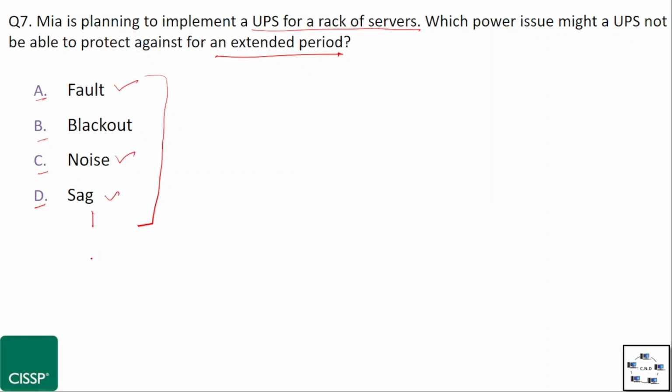Sag is a short-term dip in voltage, or short-term low voltage. Noise is any interference inside the power. Fault is any short-term fault inside your power equipment or power mechanism. While the blackout is basically a long-duration absence or outage of power. So UPS is not intended for long-term power outages. For this, basically for blackout, we have a genset.